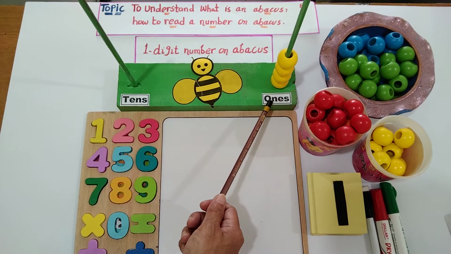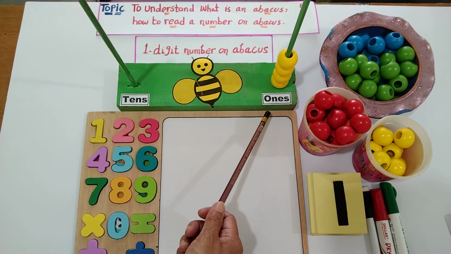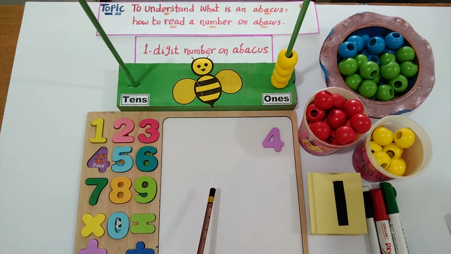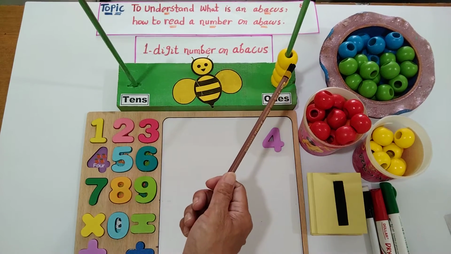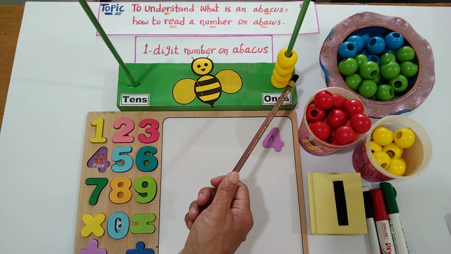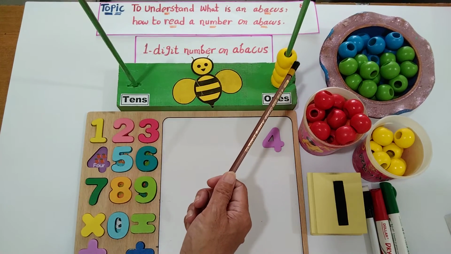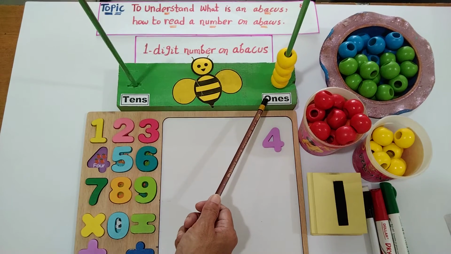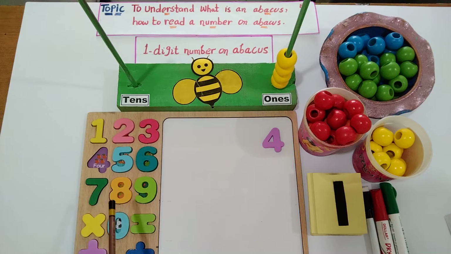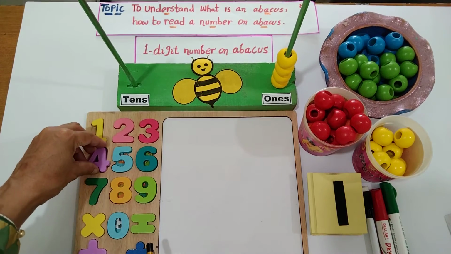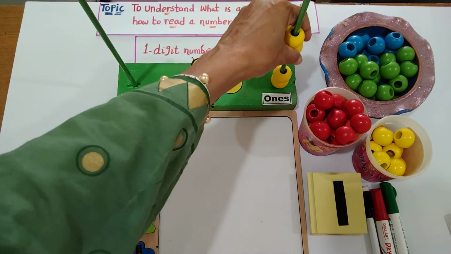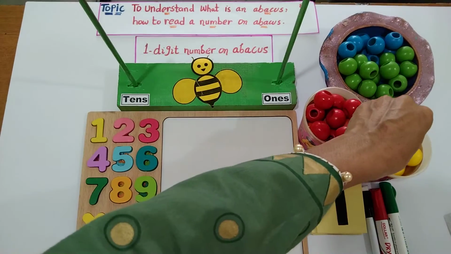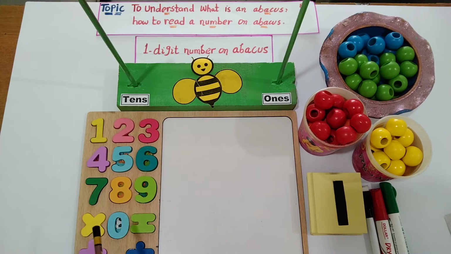So 4 beads on one's place represent which number? It will represent the number 4. So as we have 4 beads on one's place, these 4 beads represent number 4. Very good. Okay, let's take one more example. I will take it back. Can you see these colorful beads looking very beautiful?